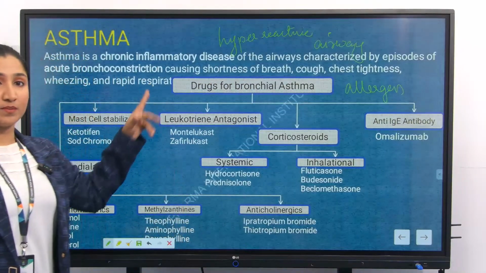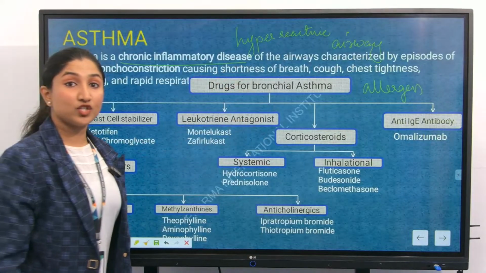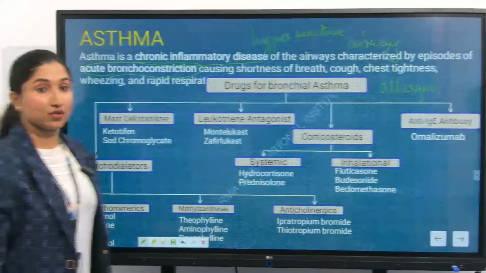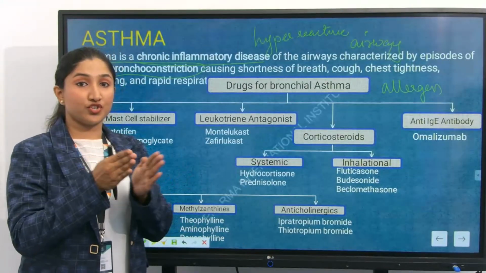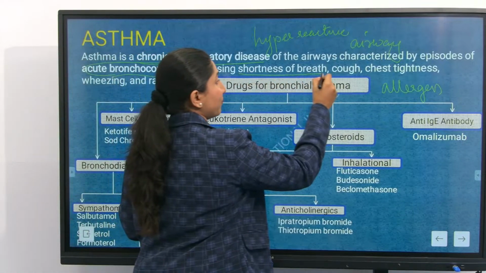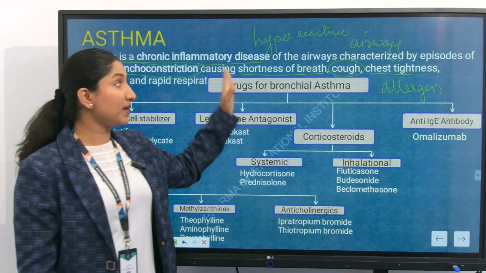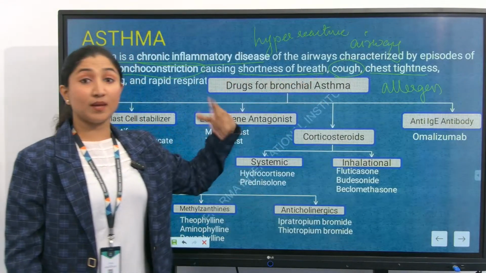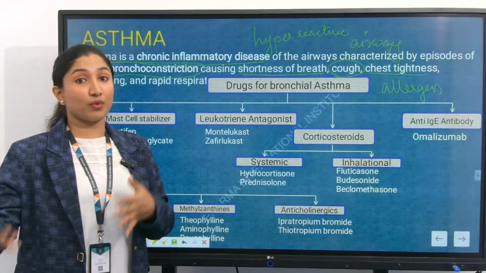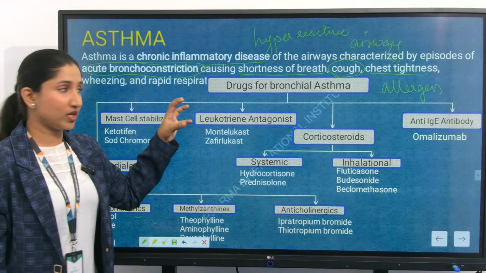Okay. Now, what are the symptoms of asthma? In the case of asthma, we know it is a chronic inflammatory disease where there are going to be some episodes of acute bronchoconstriction. So bronchoconstriction means when the bronchioles are going to shrink. Okay. And that will create what? Some kind of symptoms like shortness of breath, cough, chest tightness, etc. Okay. So those are the main symptoms associated with asthma where you have inflammation as well as some episodes of bronchoconstriction. So if you have to treat asthma, what you mainly have to aim at is treating the inflammation as well as the acute bronchoconstriction.